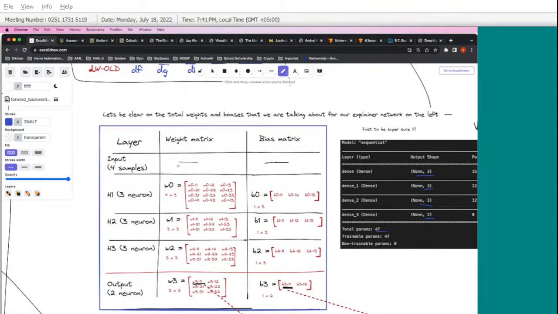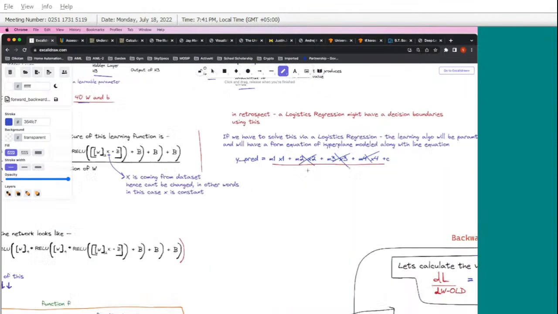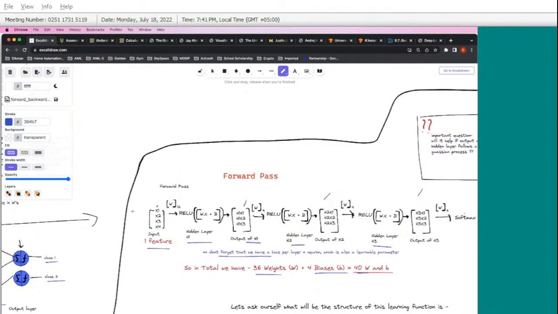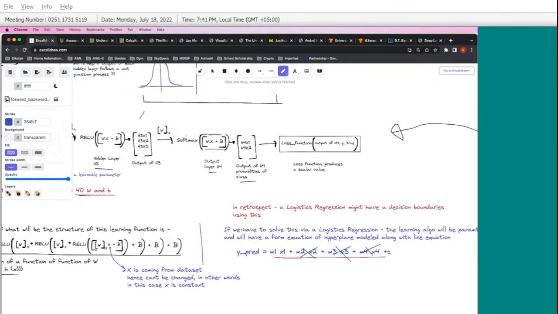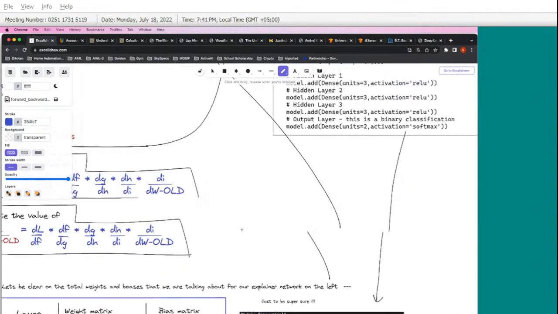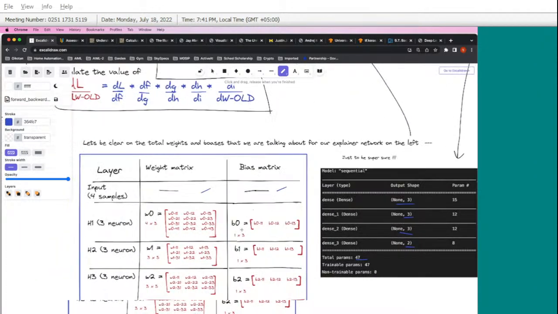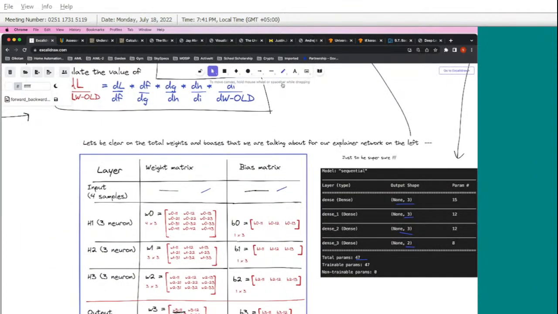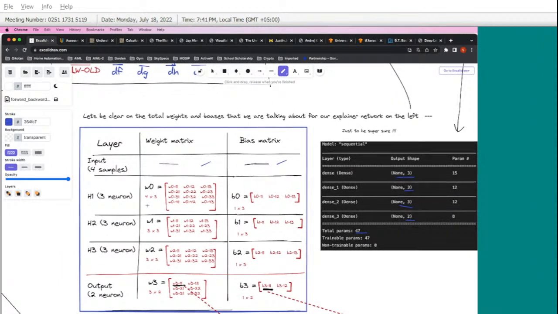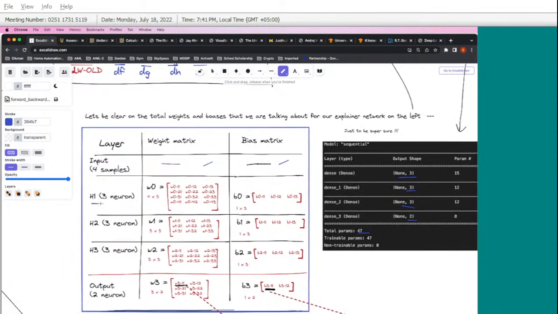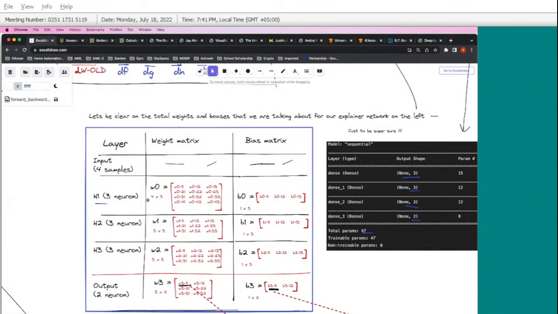Input has 4 samples. We don't have any weight or bias there, right? Do you want me to go to that image one more time? Are we clear? There's nothing coming here, this doesn't exist, right? Clear? Yeah. So now my H1 layer has 3 neurons. So what will my weight matrix look like?